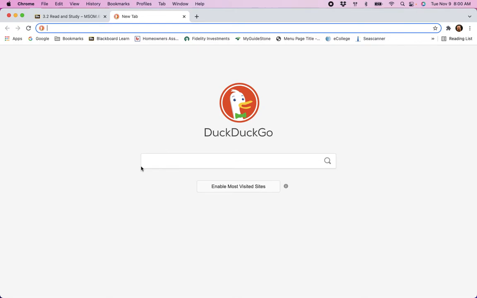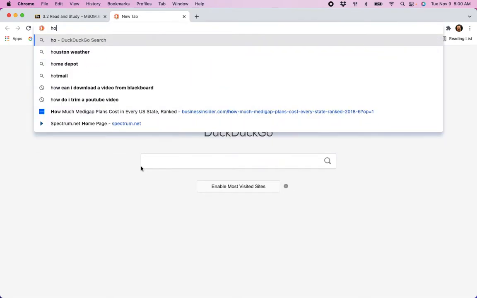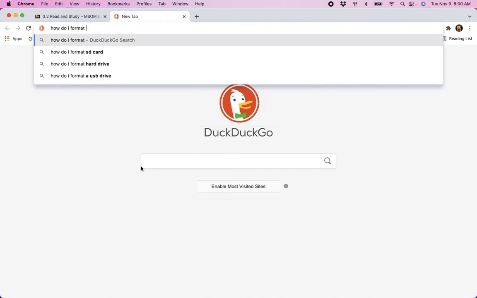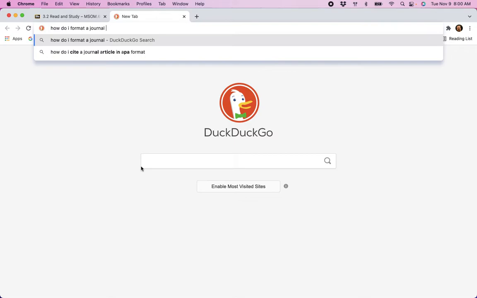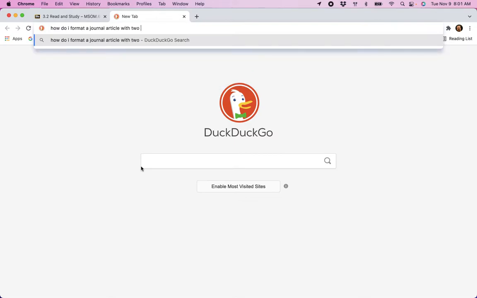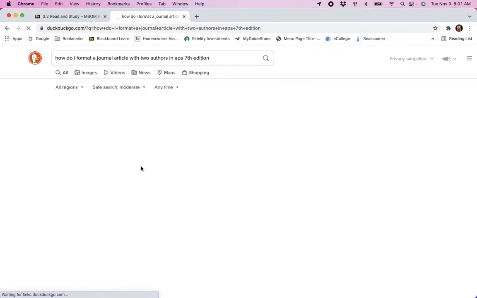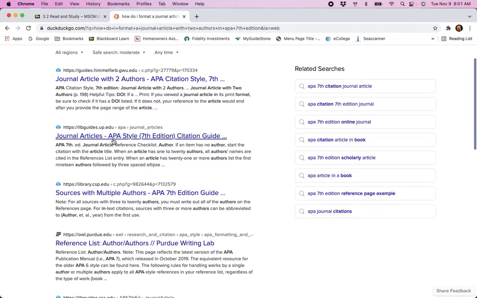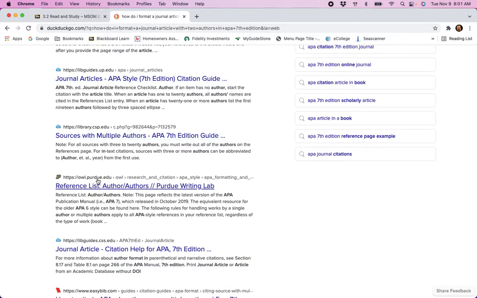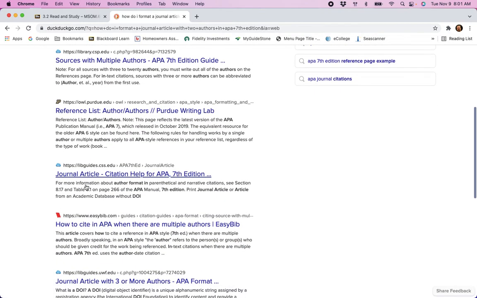So, for example, if you're all hung up and you don't want to go to the APA Blue Book, say, how do I format a journal article with two authors in APA 7th edition? Okay? Then what you're going to get here, you're going to get a lot of library guides from different universities, but look down here. You have Purdue OWL, that is a good source. You can click that, and when you follow that through, it's going to take you exactly to the page that talks about how to format those.